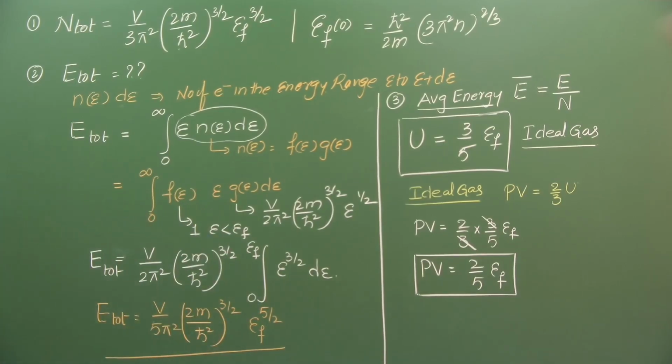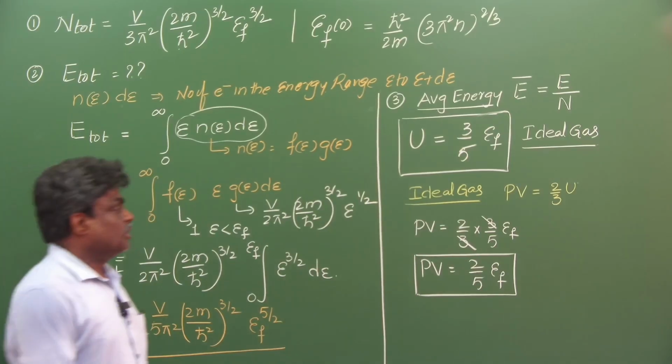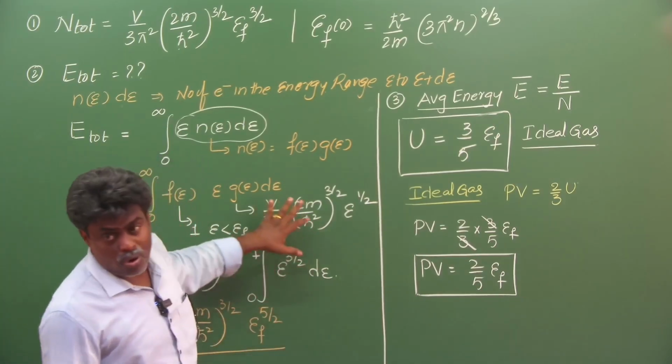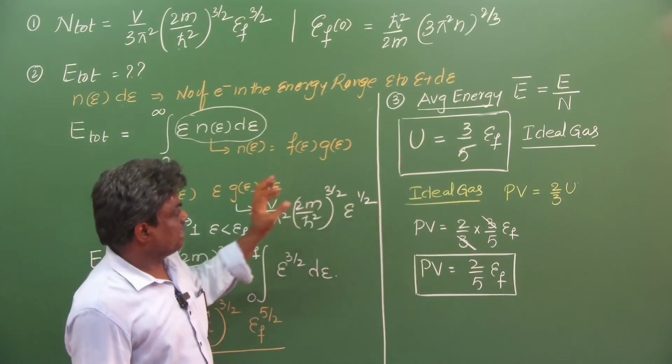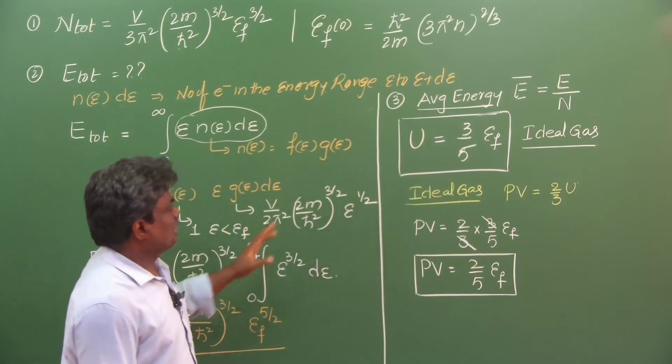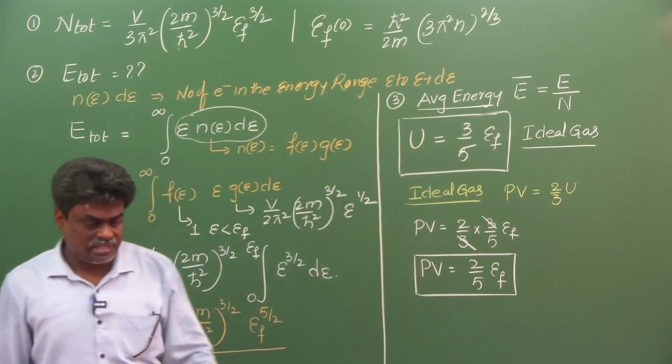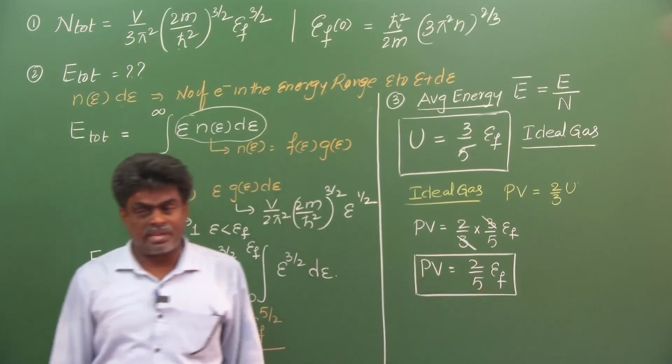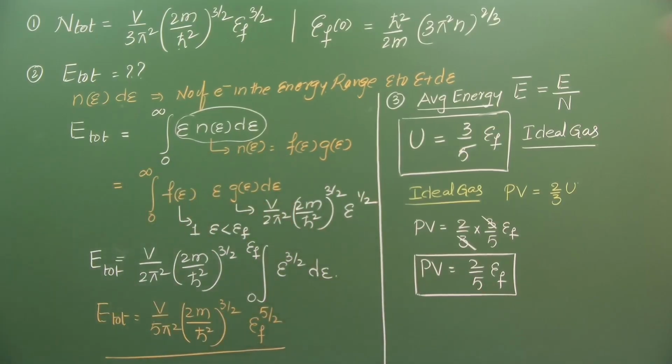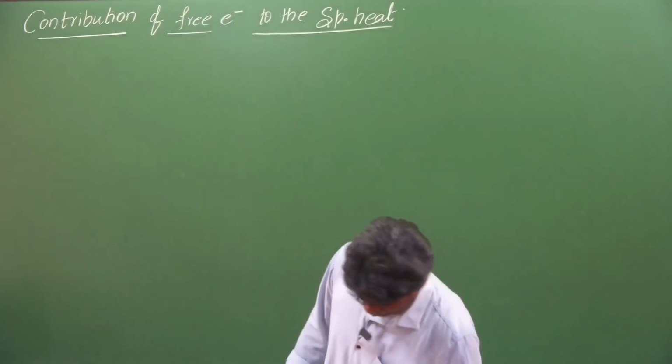And what is the average energy? Average energy of the Fermi gas at T equal to 0 Kelvin is 3 by 5 EF. If you are writing a set exam and open your papers every year, a generally common question is the average energy in terms of Fermi energy and PV in terms of Fermi energy. All these things are very important, don't neglect.